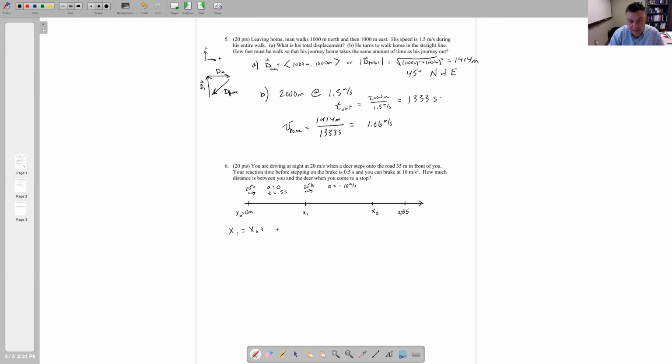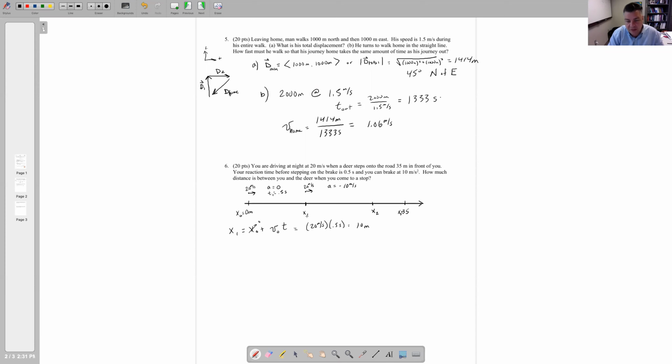X1 is going to be X0 plus V0, I'll just call it V0, and we've got T. This T, did I label it? Let's label it T1, because it's the time that gets us to location 1. And we have no acceleration, so I'm not going to write the other term. It's just going to be 20 meters per second multiplied by a half a second, or 10 meters.